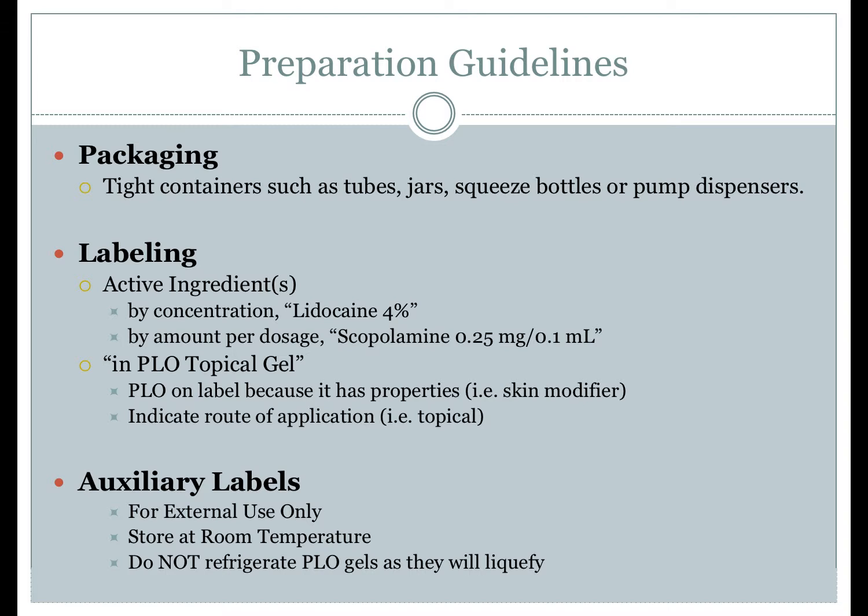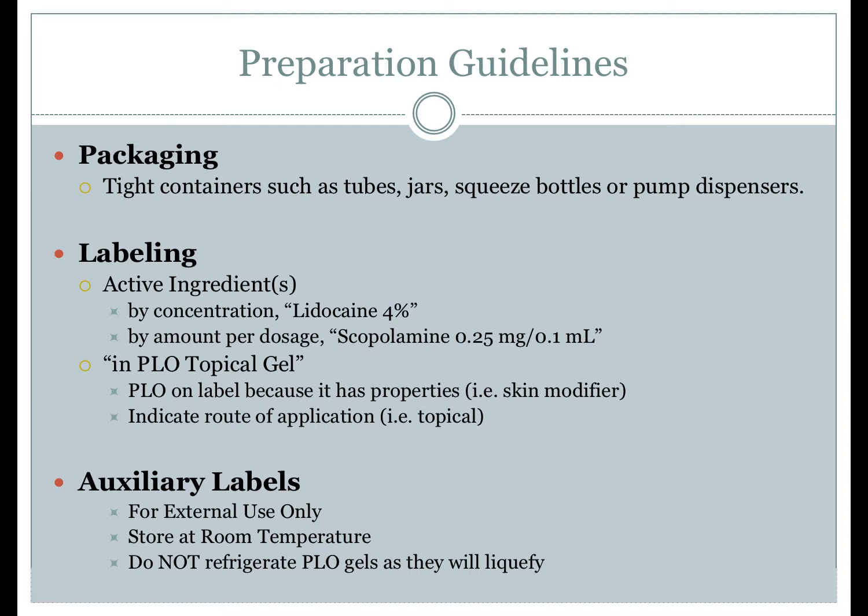As for product labeling, the active ingredient can be indicated as a percent strength, usually weight per volume, such as the example of lidocaine 4%. Alternatively, drug strength can be indicated per dosage amount, such as the example of scopolamine 0.25 milligrams per 0.1 milliliters, where the instructions would be to apply 0.1 milliliters of gel.